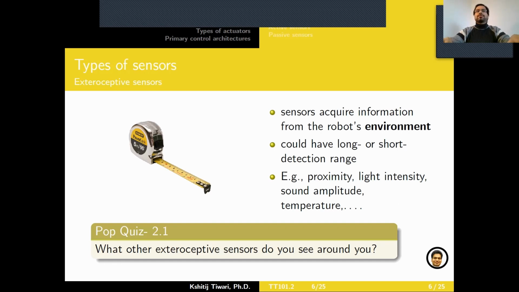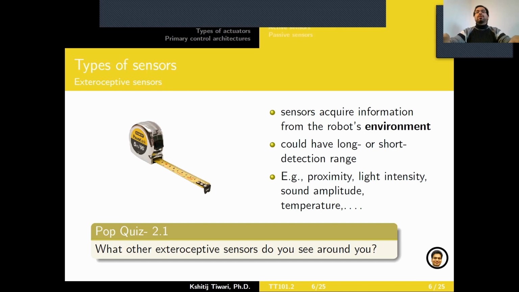So first up is exteroceptive sensors. These sensors acquire information from the robot's environment, that is, everything that is external to the robot. They could have a varying sensing range, depending on how much data they could acquire and from where. If you imagine a sensing radius or a sensing cone around the robot, how big or small this is, is very relative, but it could be a long or short detection range. Some examples include proximity sensors, light intensity sensors, temperature sensors, and so on.